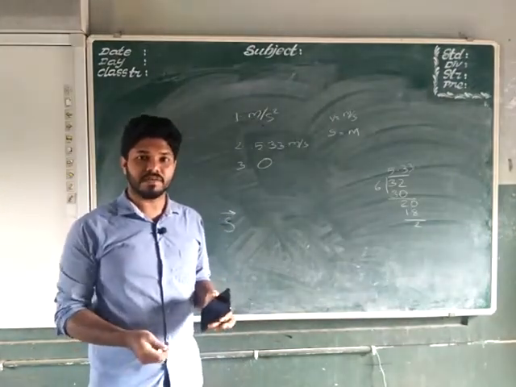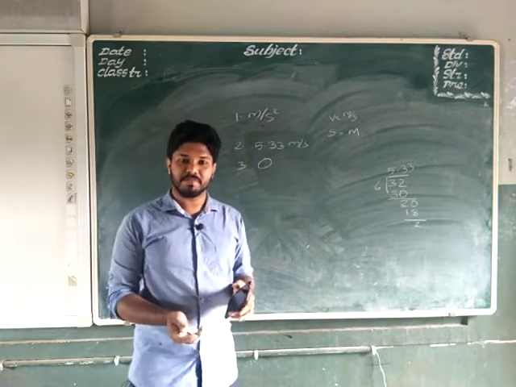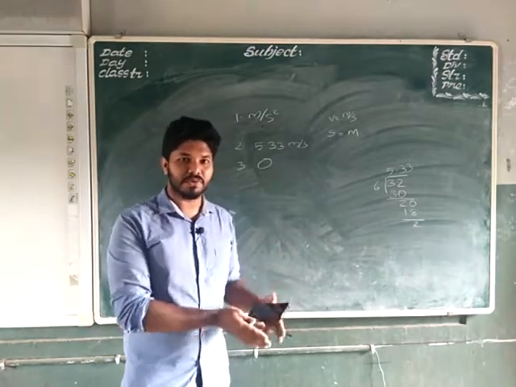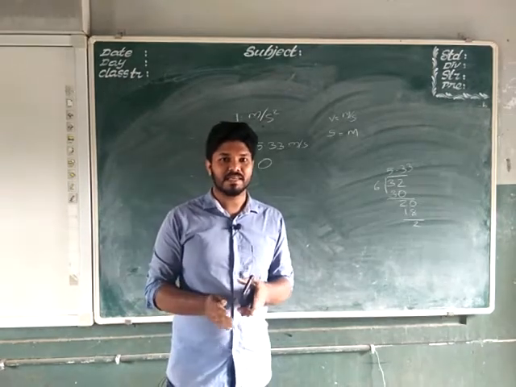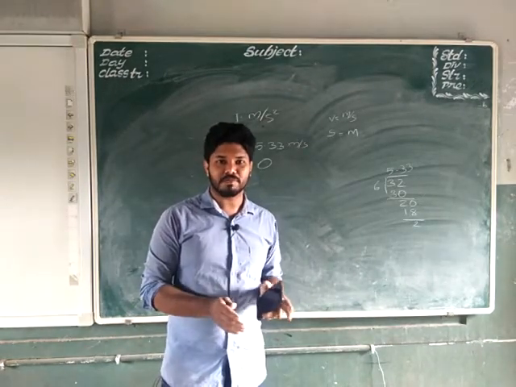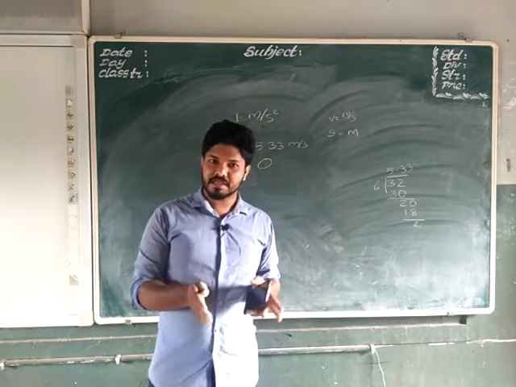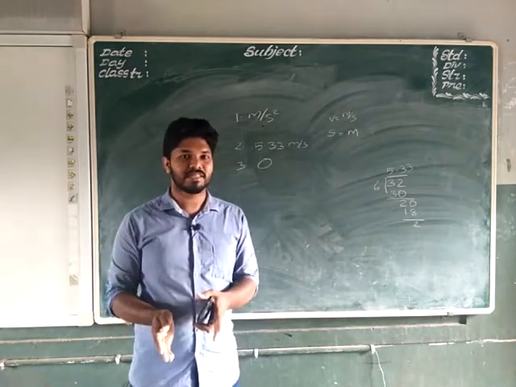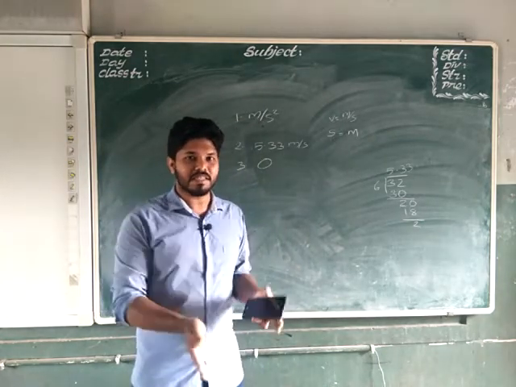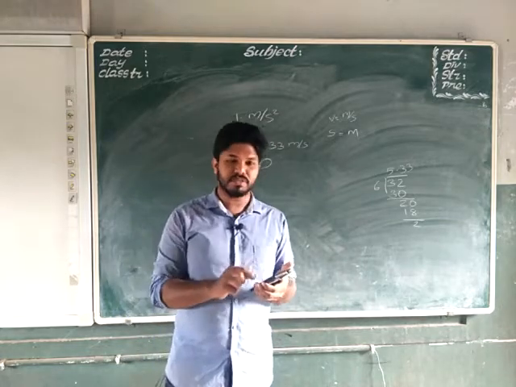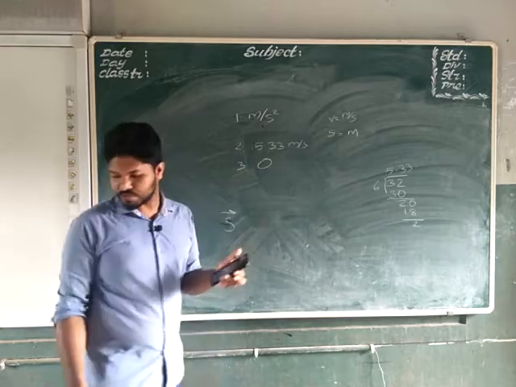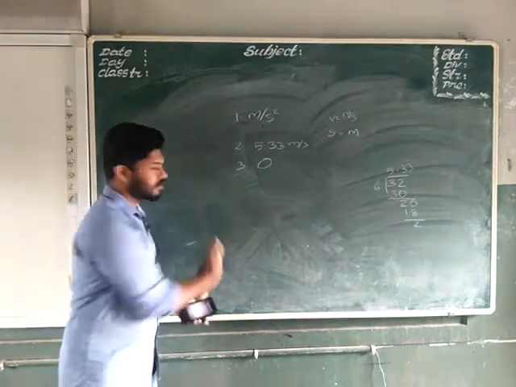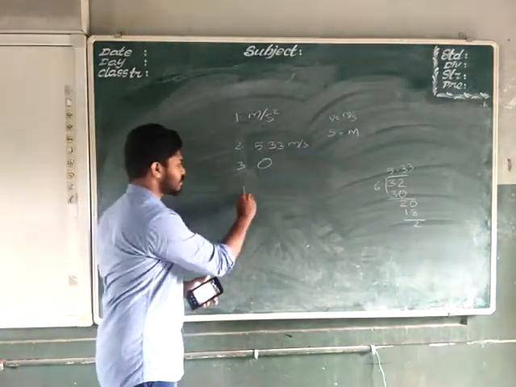Distance is always positive, displacement may be negative, 0 or positive. Distance will always be greater than or equal to displacement, that is also one point. Then distance is a scalar quantity, displacement is a vector quantity. So these are the differences between distance and displacement. Now going to the fifth question. The fourth question is a theoretical question that you can write.